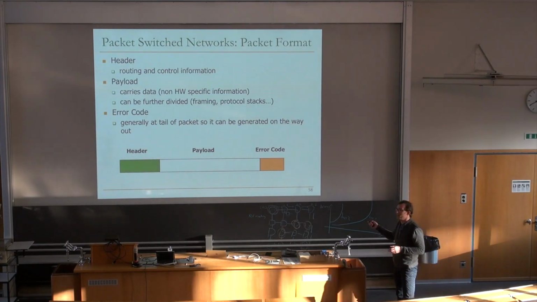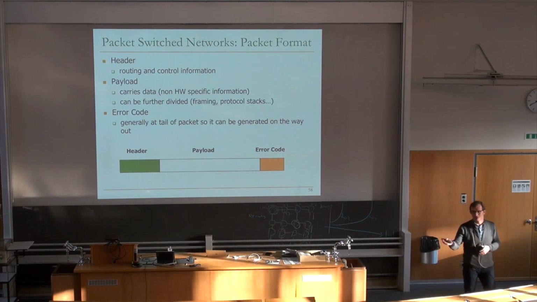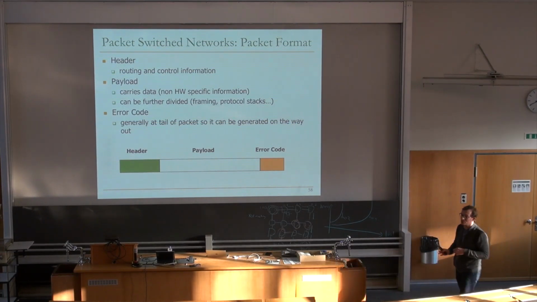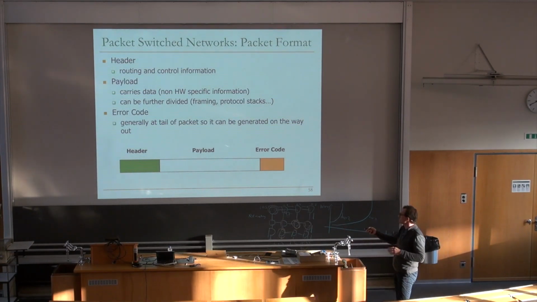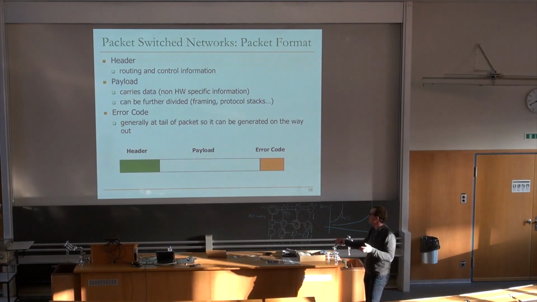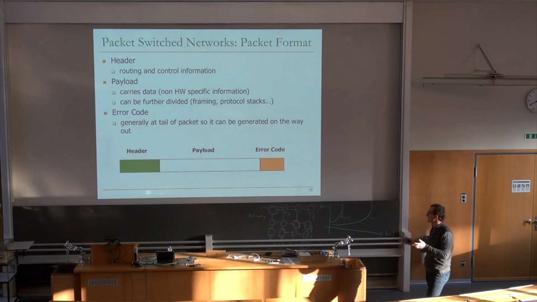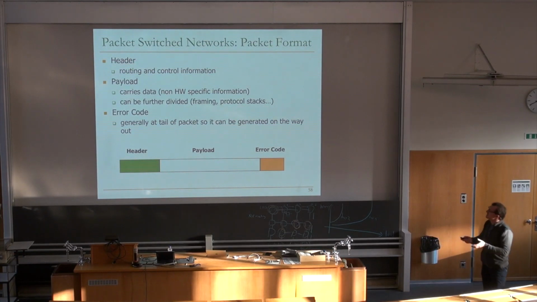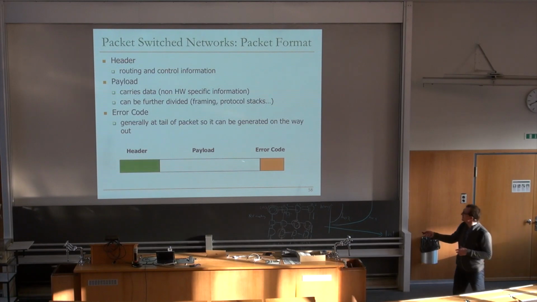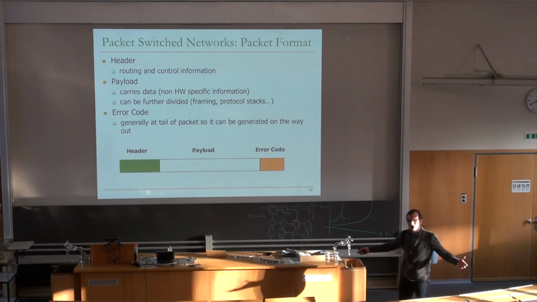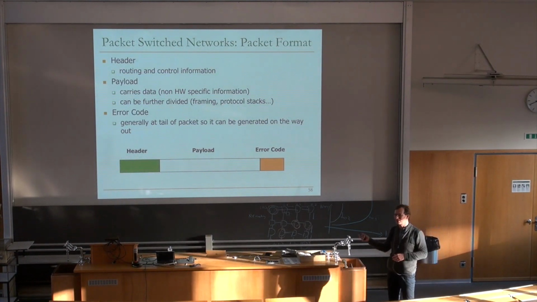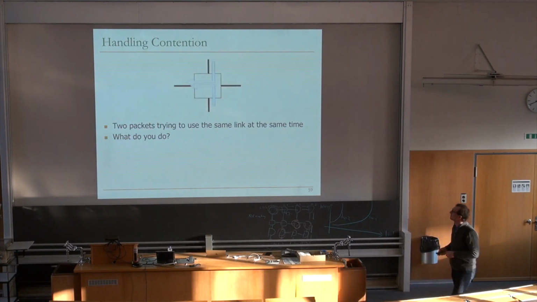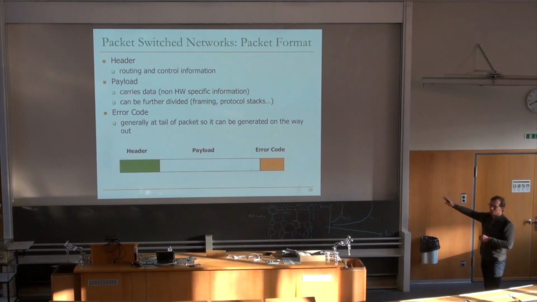And you can have error codes also, like a checksum, so that the receiving routers or intermediate routers can check that this is still correct, right? You could have a checksum on the header and the payload, or you could have separate checksums on the header or the payload. And it's generally at the tail of the packet, so it can be generated on the way out. Because you've already received everything, you just need to do the checksum, some sort of error correction calculation, and then check it with the tail of the packet. Okay, so that's the boring part, maybe.